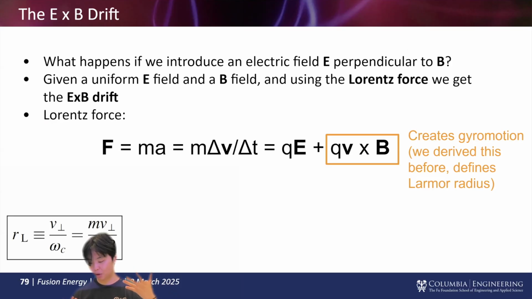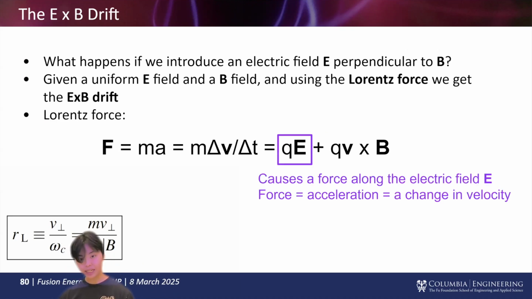That's the gyro motion that I explained before. This defines the Larmor radius that we derived earlier. But we also have QE now, which creates a force along the electric field. Force means acceleration, and acceleration means a change in velocity. It's going to eventually affect our velocity in some way.